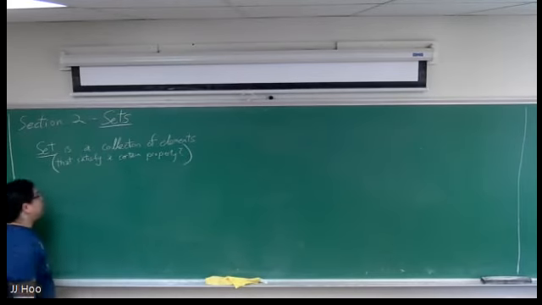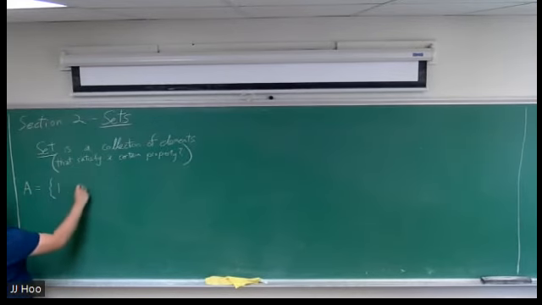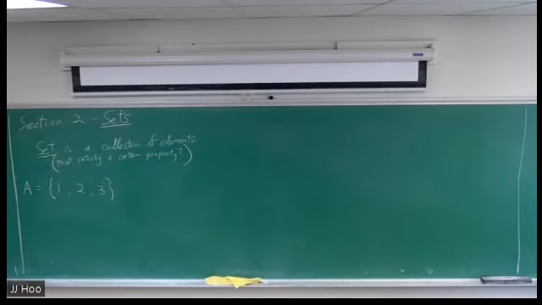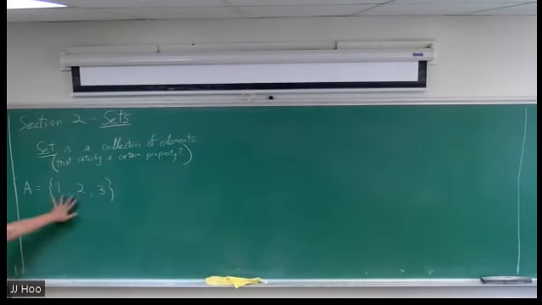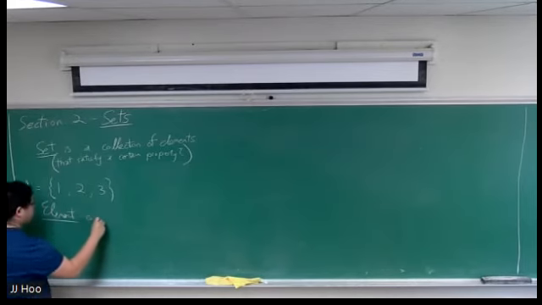Some notation, so let's start with that. The way we write a set is this. Usually we use capital letters for sets. So maybe I can say A is equal to the set containing the elements 1, 2, and 3. Each of these is an element. So we can define an element as an object.